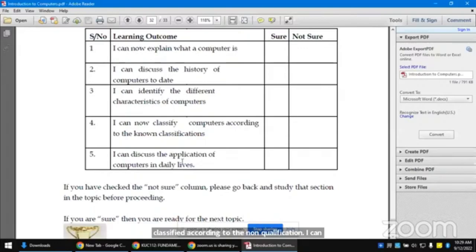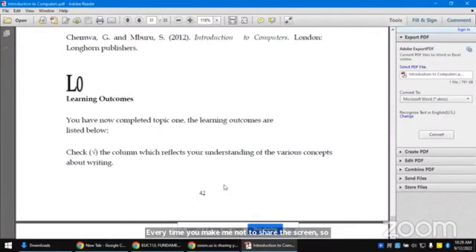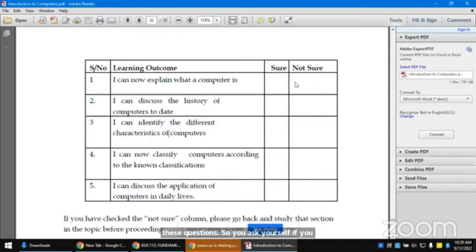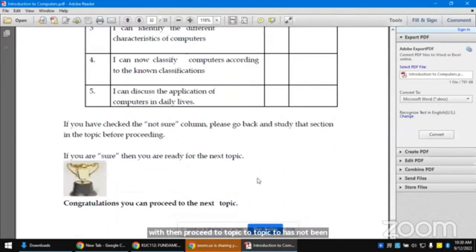If you can answer all these questions, then in a nutshell, you are ready for topic two, which is next week, same time on Monday. We are meeting at the same time. The issue of sharing is becoming a problem, every time you are making me not share the screen. So these are the learning outcomes, and you ask yourself these questions. If you are sure of them, then proceed to topic two. Topic two has not been uploaded, but will be uploaded on LMS by Monday next week, and we will deal with it.